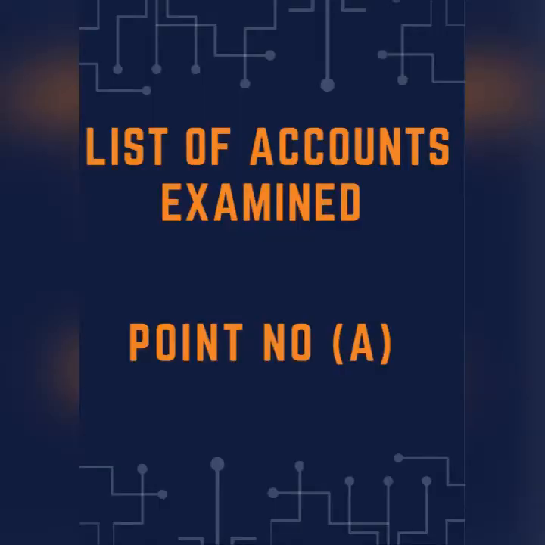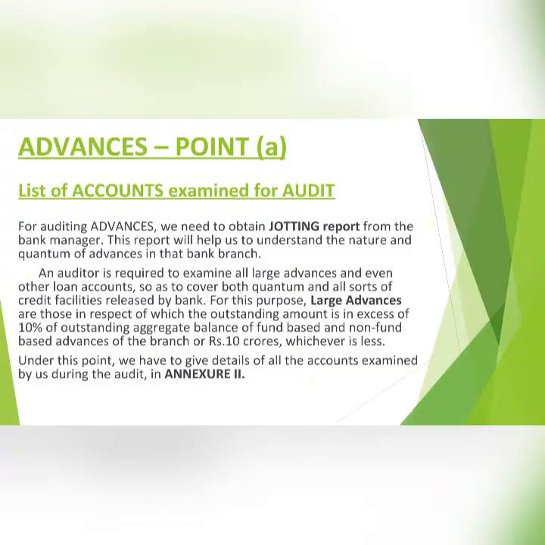So let's begin with point number 1. The first point asks for the list of all accounts examined during the bank audit. For audit of advances, the most important thing is to obtain a jotting report from the bank manager.